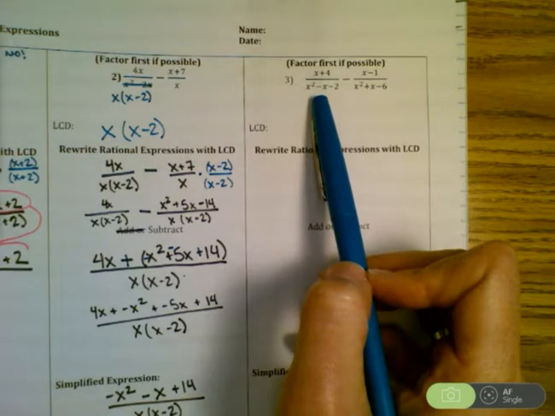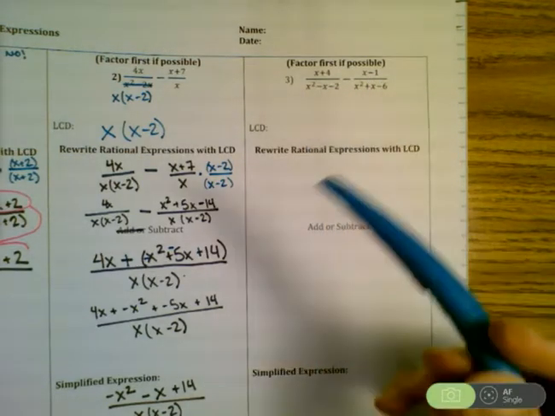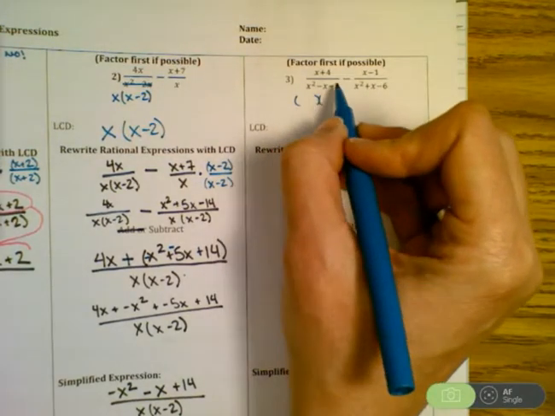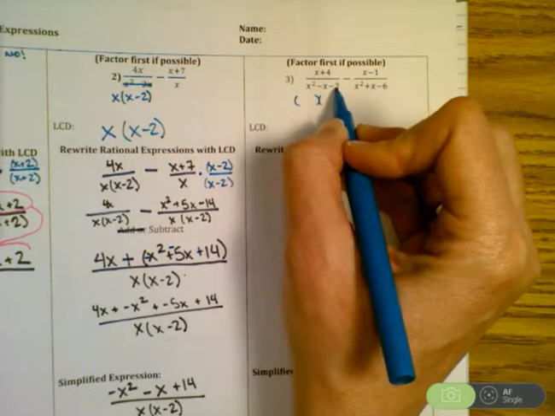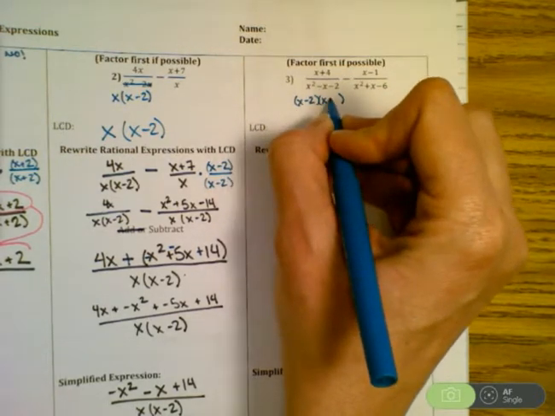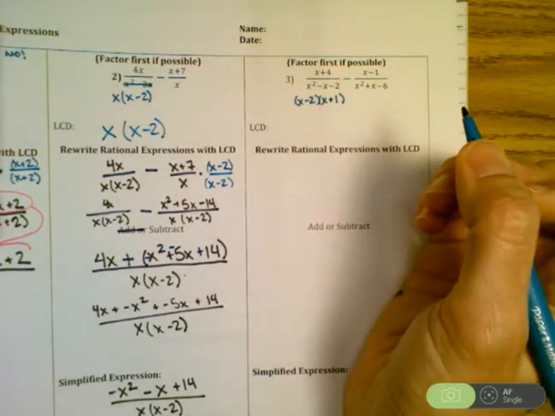I'm not going to show you the box here. You guys know that method, and you're welcome to use it. But I'm just going to use inspection and say if I need two things that multiply to negative 2 and add to negative 1, I can see that's going to be x minus 2 and x plus 1.